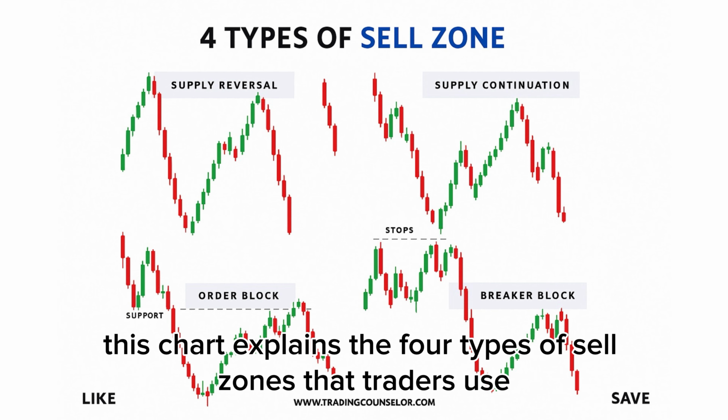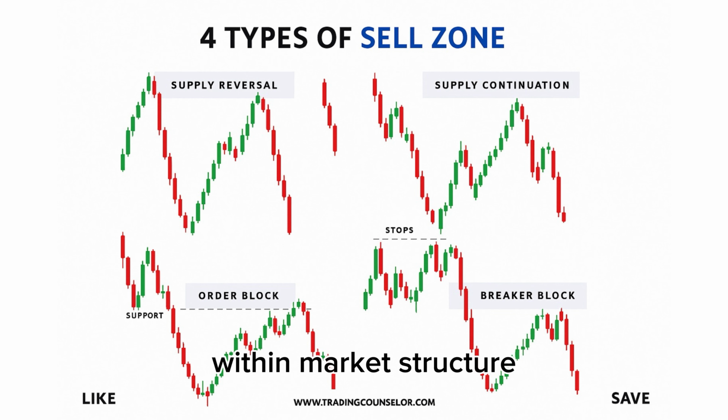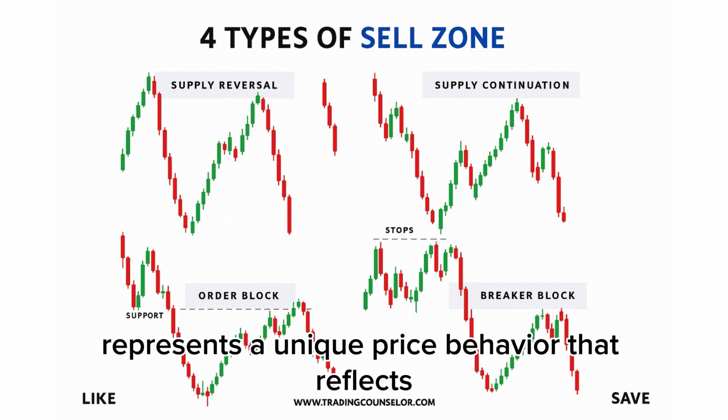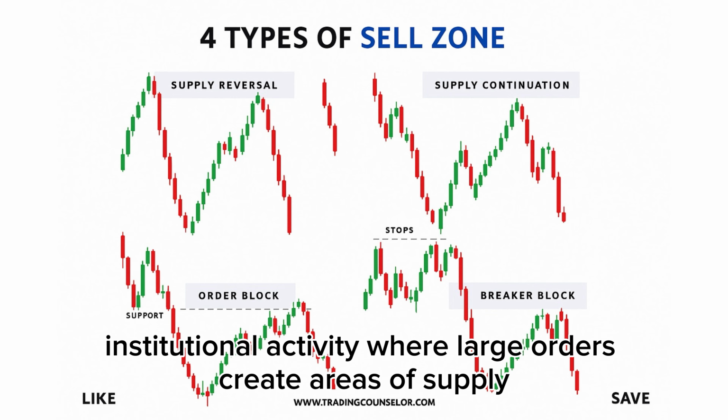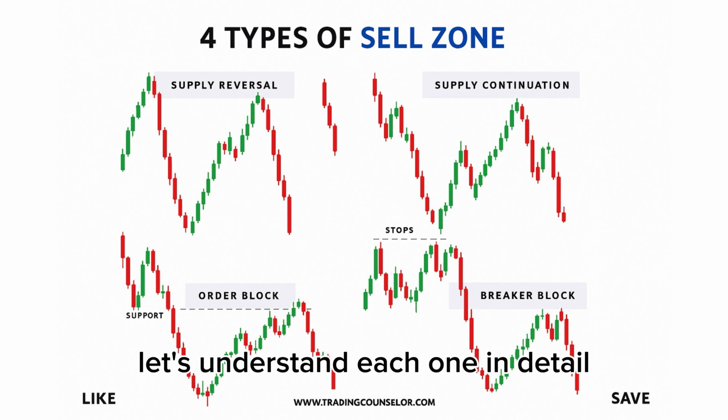This chart explains the 4 types of sell zones that traders use to identify high-probability selling opportunities within market structure, specifically through supply and order flow concepts. Each type of sell zone represents a unique price behavior that reflects institutional activity, where large orders create areas of supply or distribution before a downtrend begins. Let's understand each one in detail.